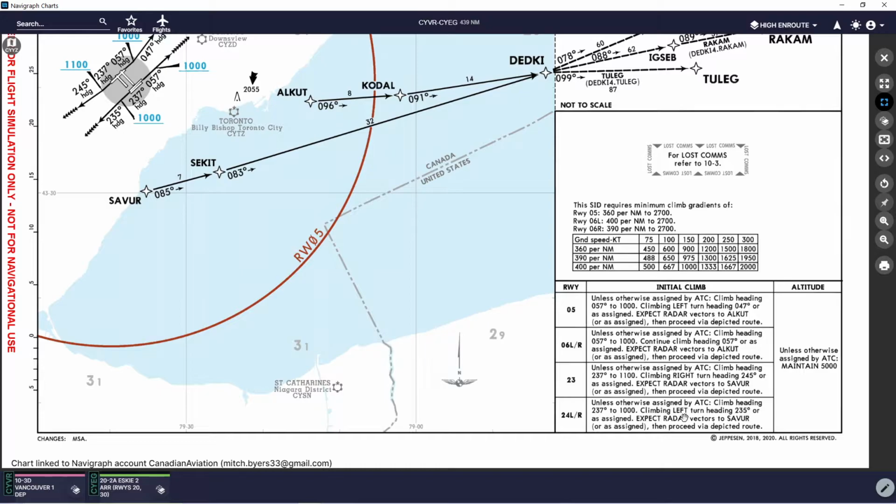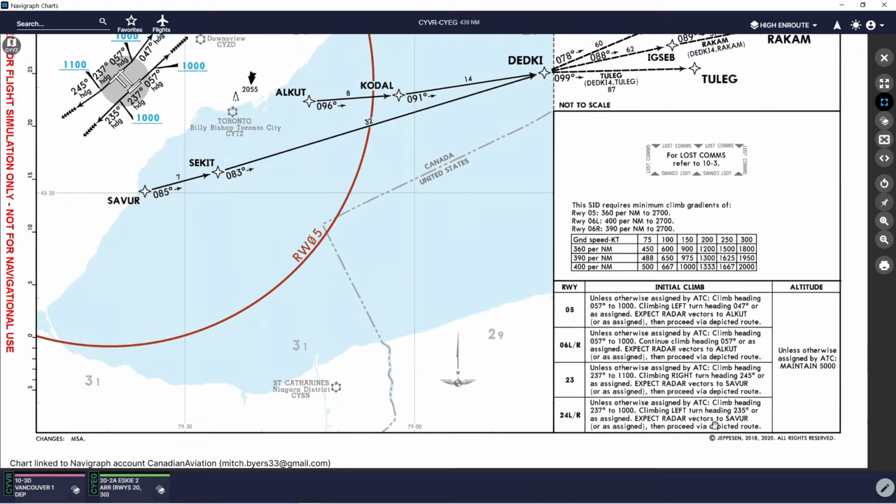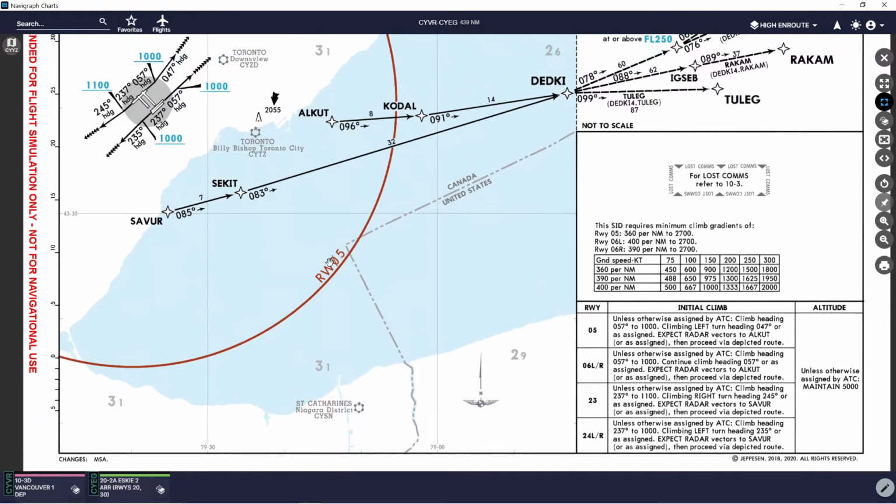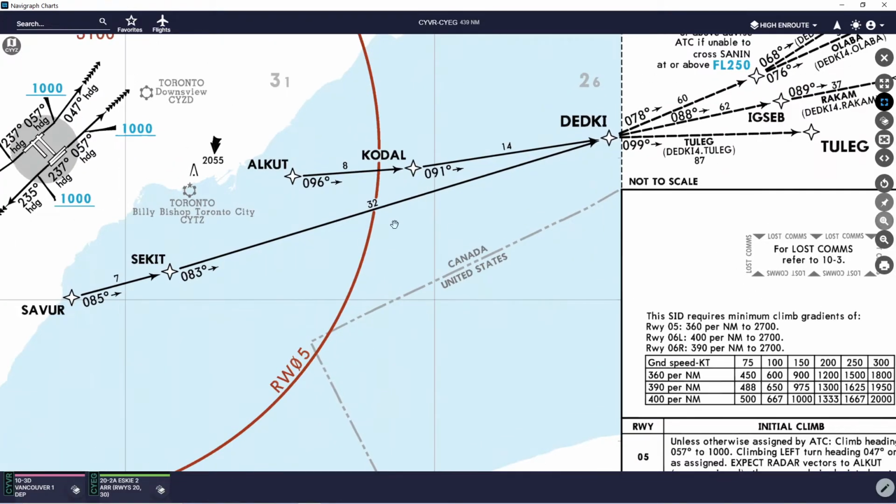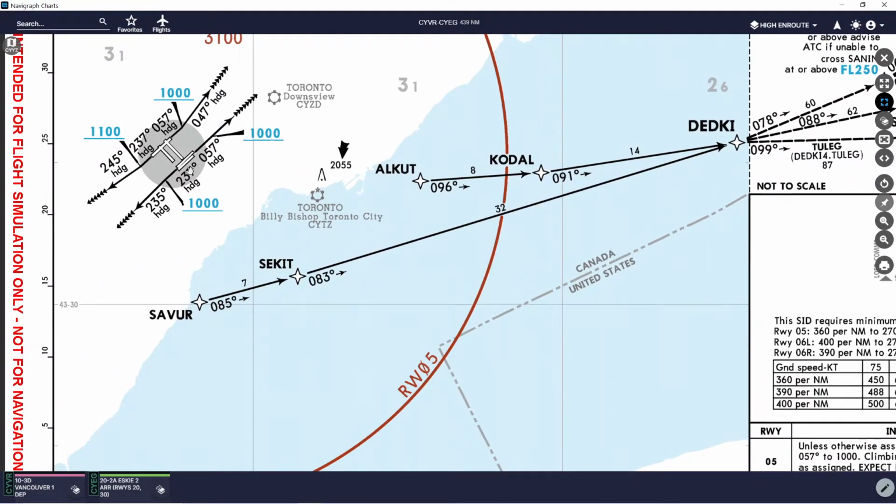we'll expect radar vectors to Savior or as assigned, then proceed by depicted route. And that little blurb right there, that last little sentence where it says expect radar vectors to Savior or as assigned, then proceed by depicted route. That is the important part. We'll go to the actual visual diagram here and zoom in. So once again, 237, and then at 1,000 feet, 235, and then we got our little triangles here yet again telling us, hey, this is vectors.